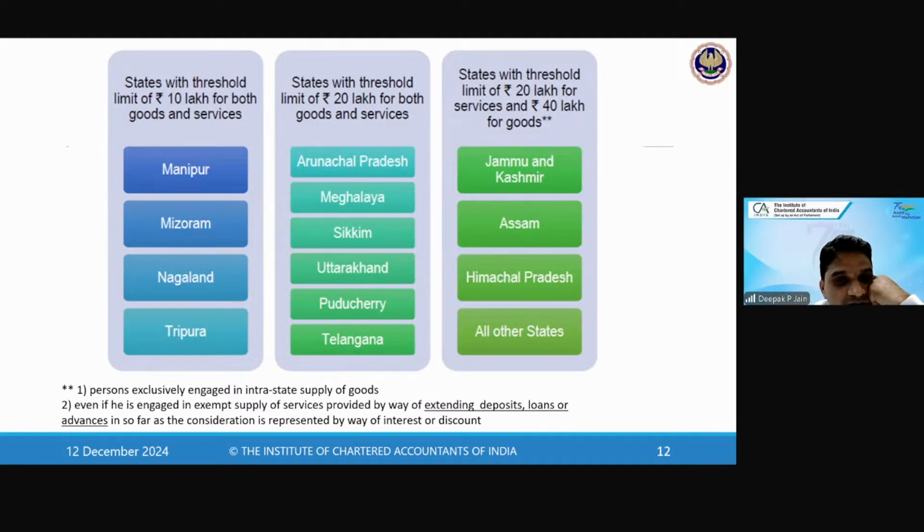You have to make only intra-state supply. And like how Hardik was saying, even if he's engaged in exempt supply of services provided by way of extending deposits, loans, or advances, in so far as the consideration is received represented by way of interest or discount, will not be included here. So any loan which you're giving and you're collecting interest, that value also need not be included here. Got this? This is a very important slide for registration to understand the limit. 4, 6, and others. 4, the limit is 10 for goods and services. 6, 20 is the limit for goods and services. And the third limit is 20 and 40.